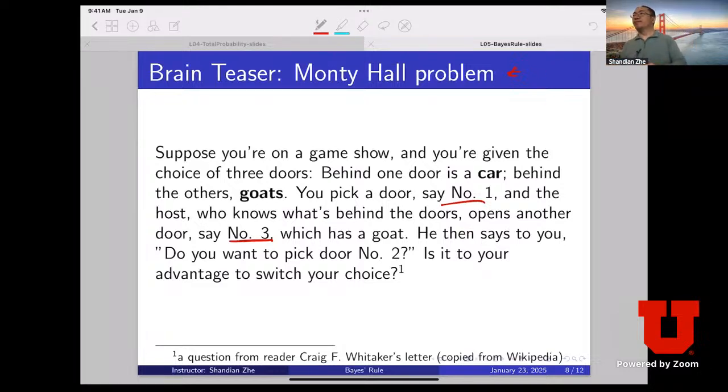Now the question is, which choice would you like to make? Do you want to stay with your first choice, gate 1, or do you want to switch to gate 2? Or do you believe there's actually nothing different? You want to switch? Intuition, reason?